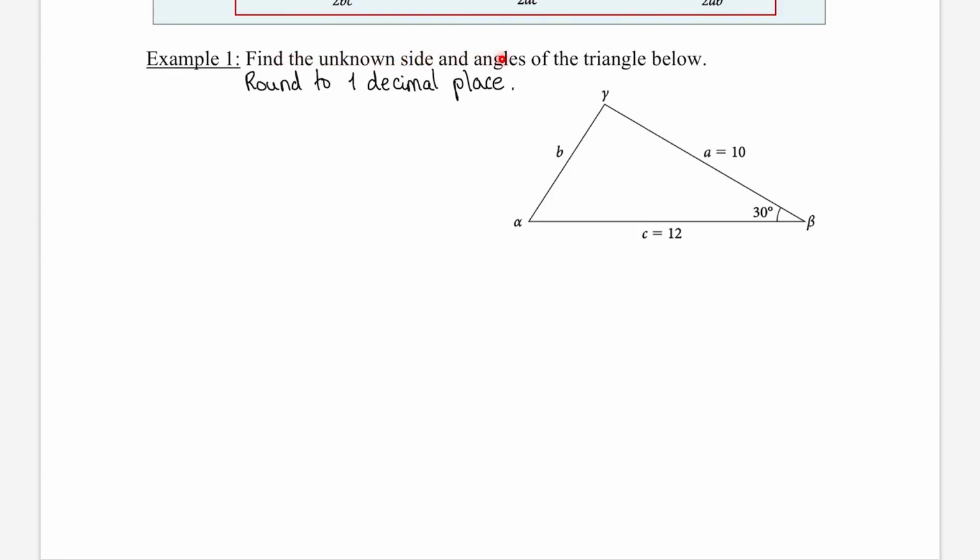Example 1. Find the unknown sides and angles of the triangle below, rounding to one decimal place. I'm given a triangle where beta is 30 degrees, side A is 10, and side C is 12. I am looking for side B, angle alpha, and angle gamma. In this particular case, I have side, angle, side. I will not be able to use law of sines here. Why?